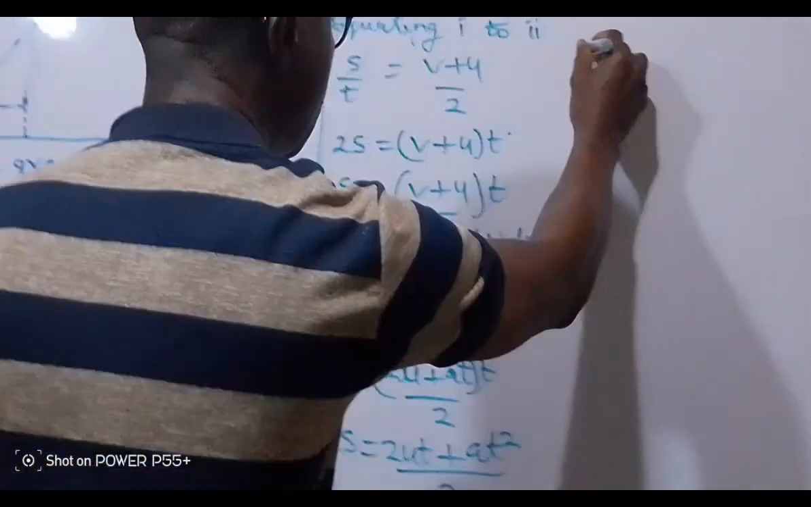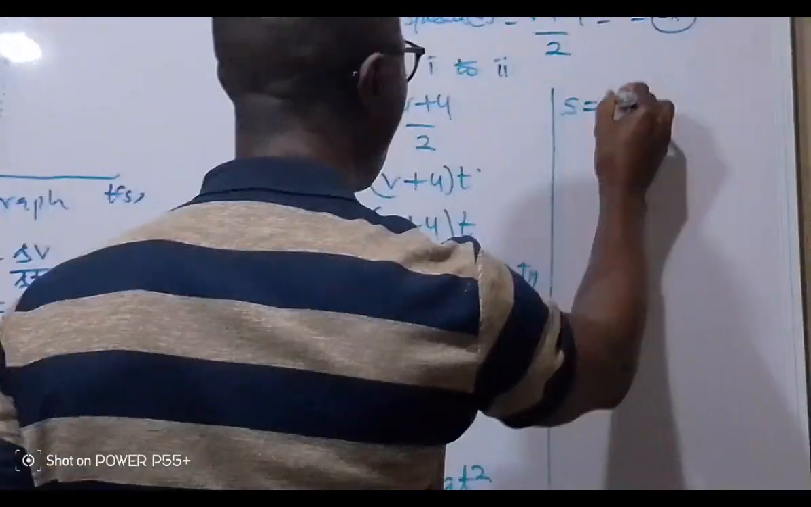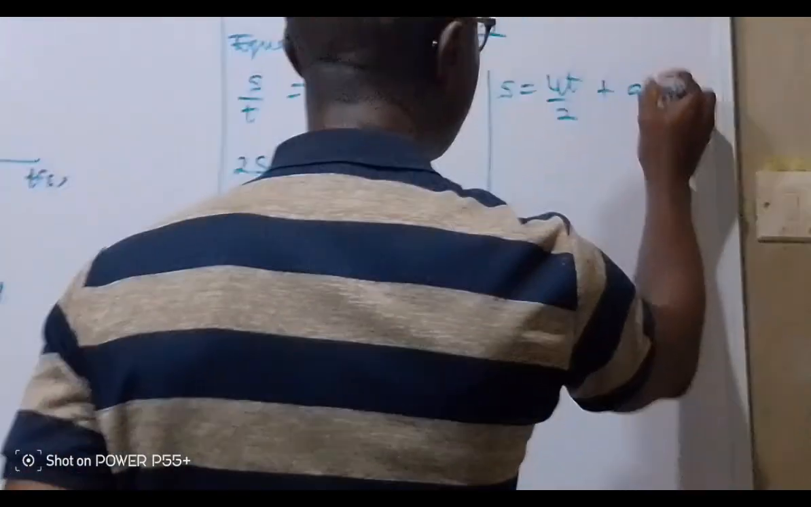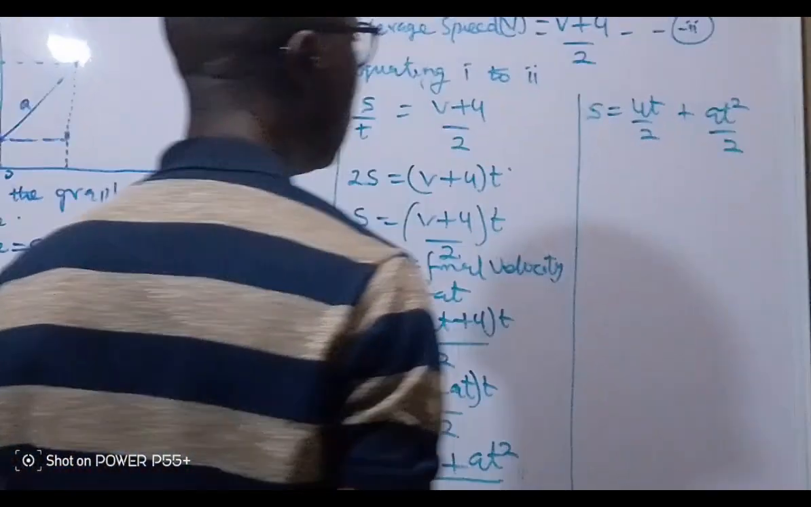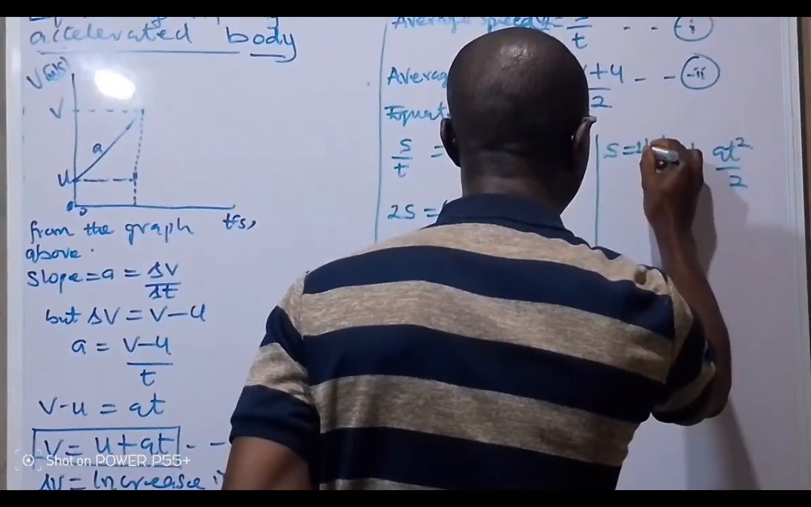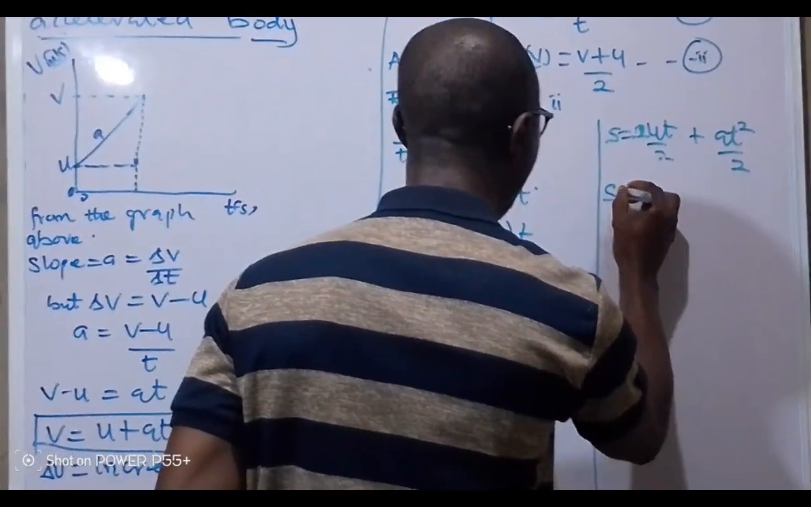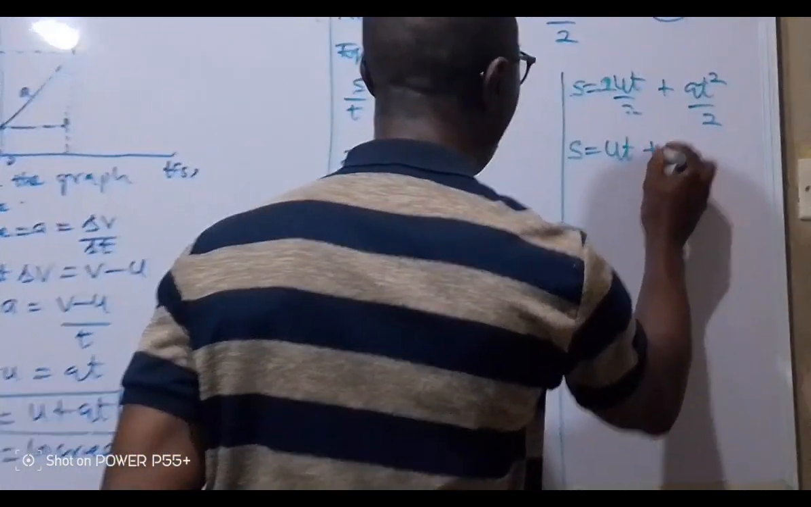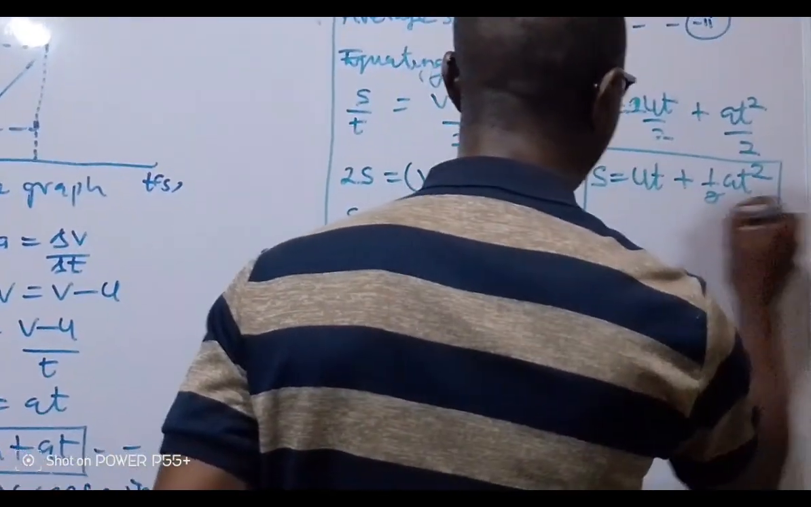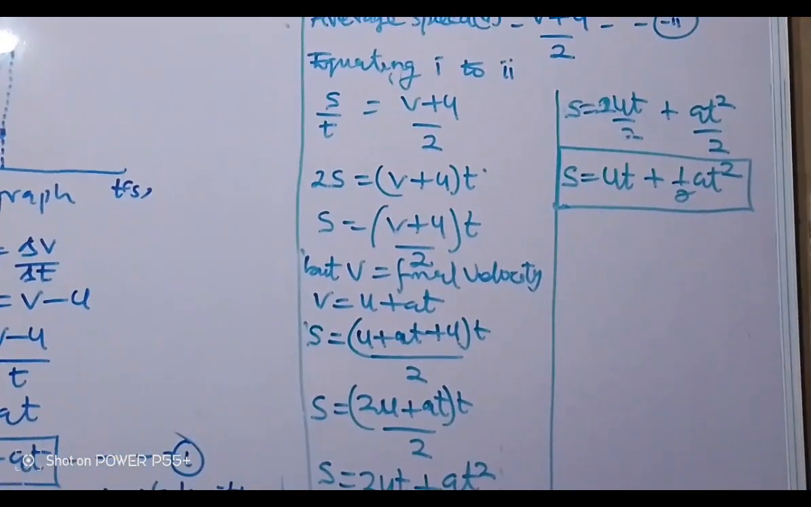So from there, we can now say that S will be equal to 2UT over 2 plus AT square over 2. That's 2UT, so 2 will cancel 2. So we are going to have S is equal to UT plus half AT square. That is equation 2 for uniformly accelerated body.